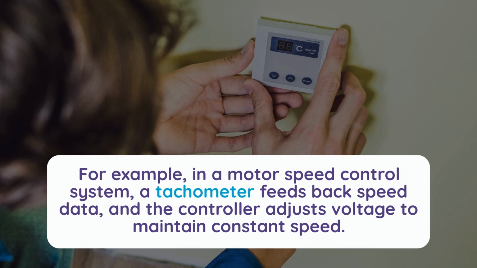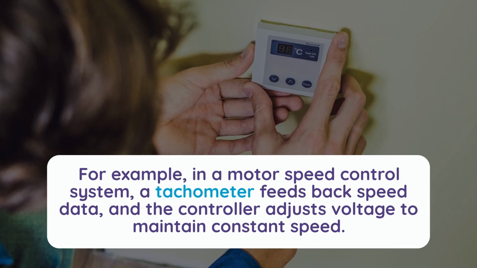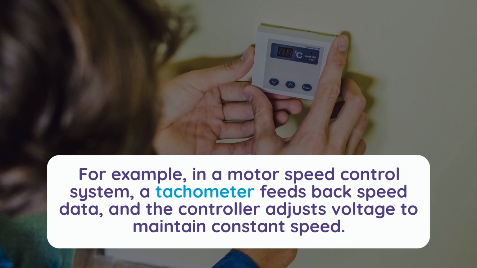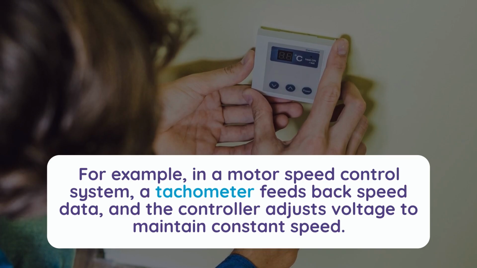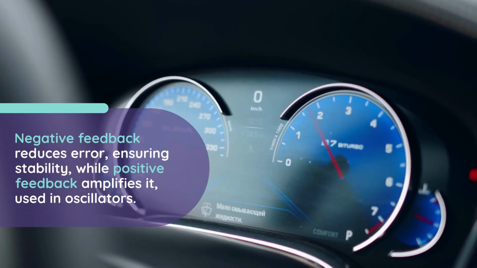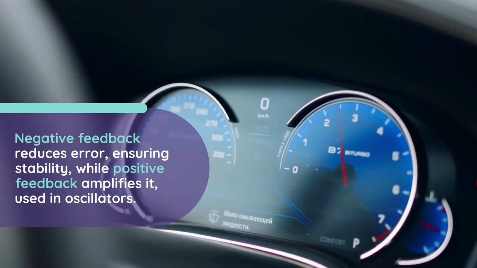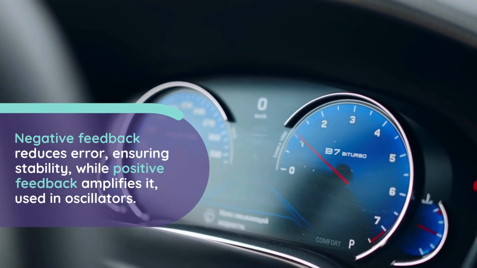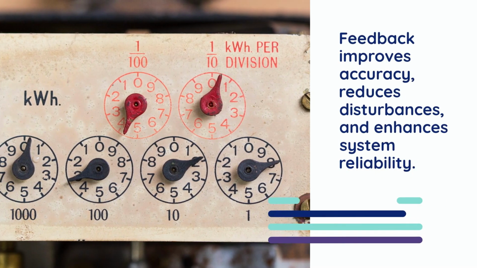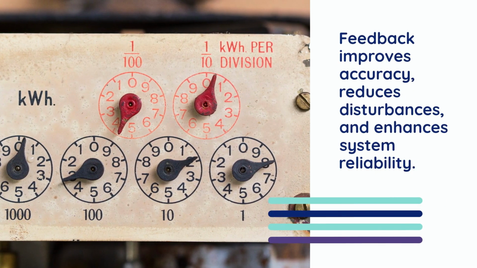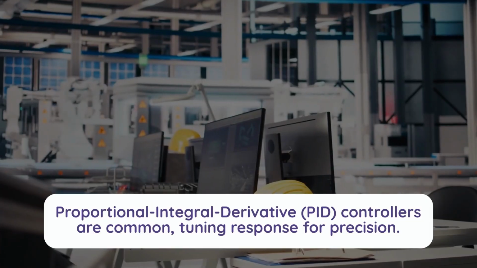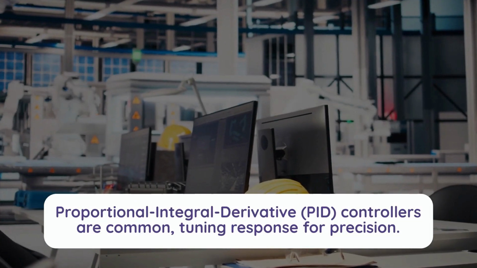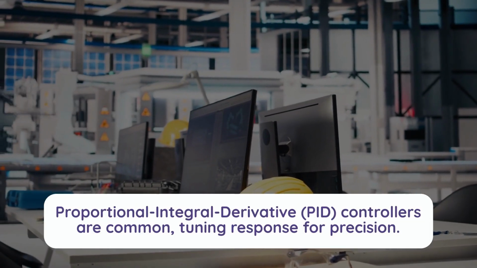For example, in a motor speed control system, a tachometer feeds back speed data, and the controller adjusts voltage to maintain constant speed. Negative feedback reduces error, ensuring stability, while positive feedback amplifies it, used in oscillators. Feedback improves accuracy, reduces disturbances, and enhances system reliability. Proportional integral derivative, PID, controllers are common, tuning response for precision.